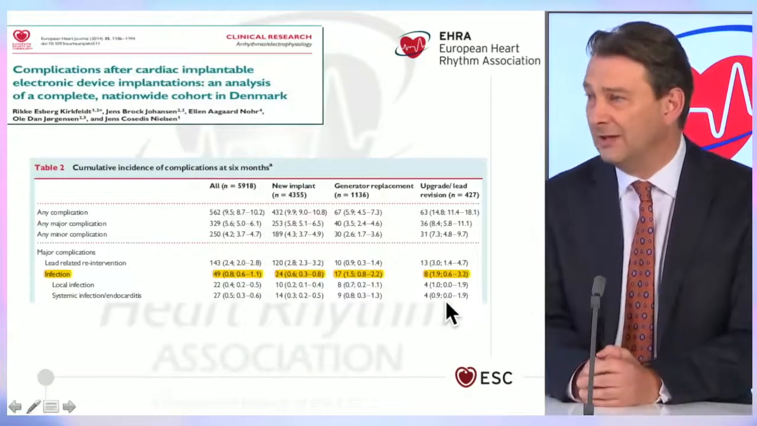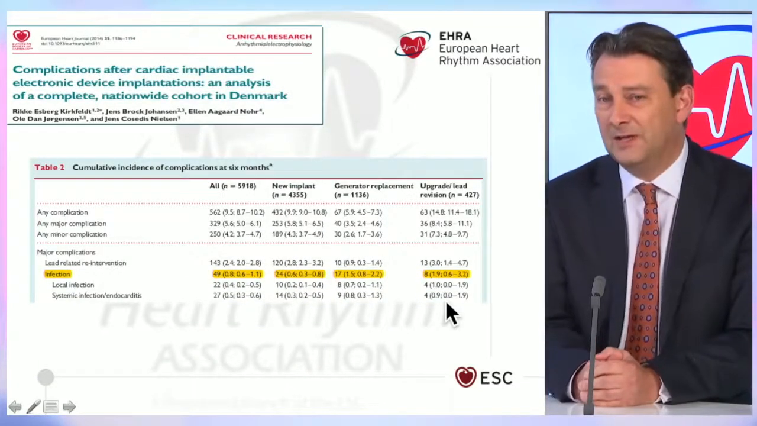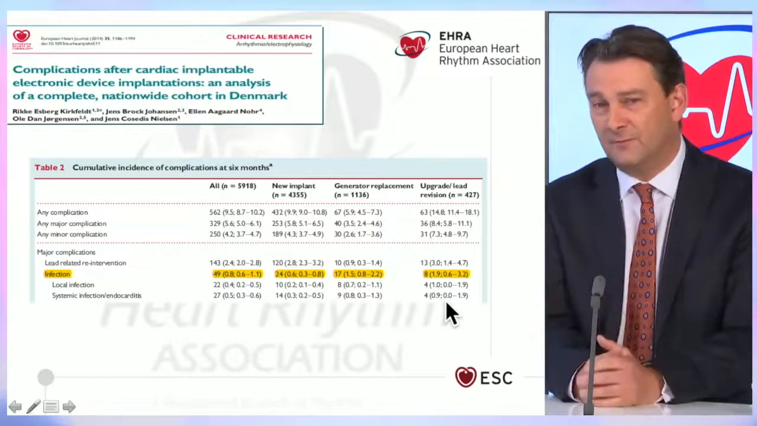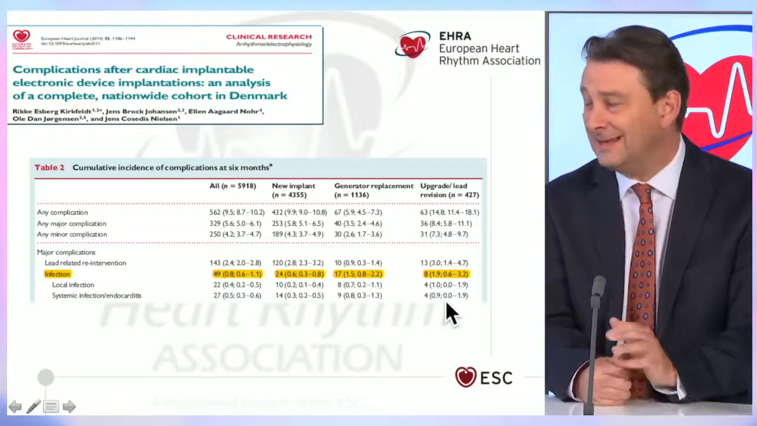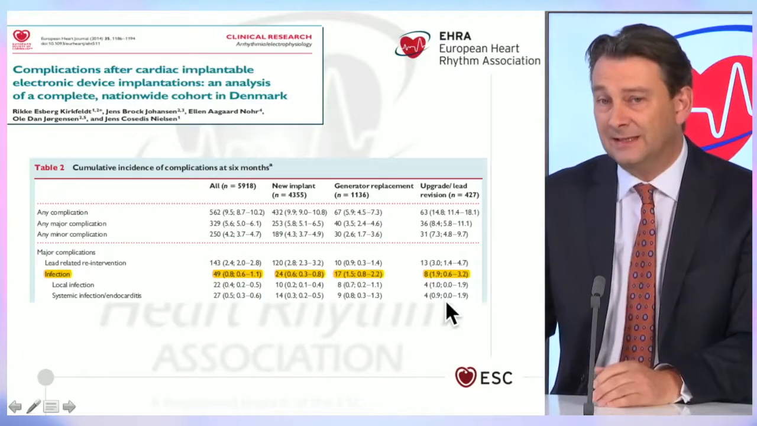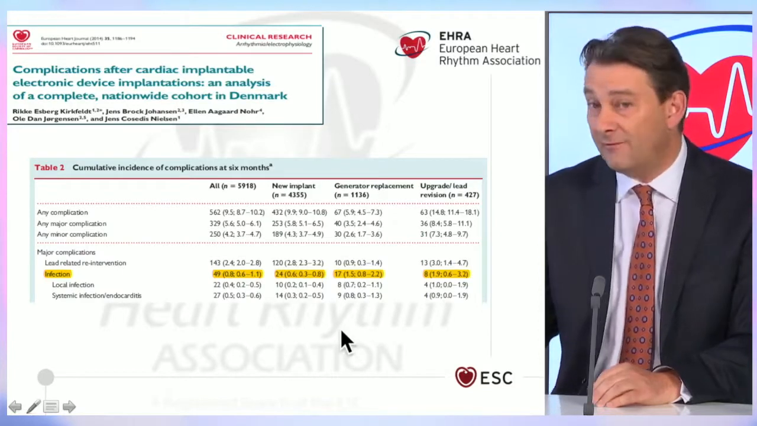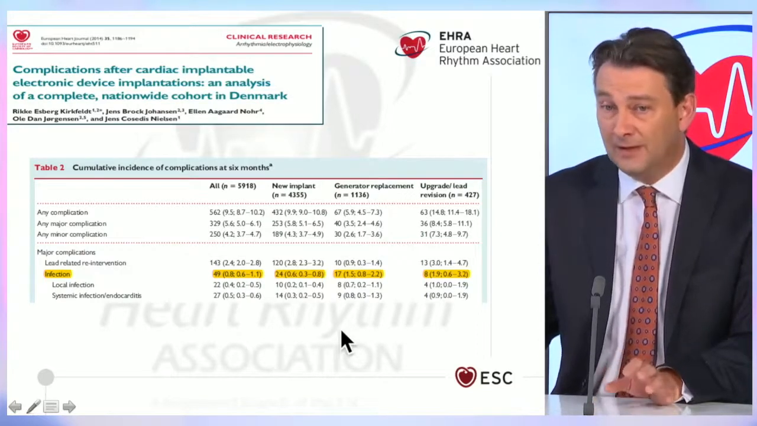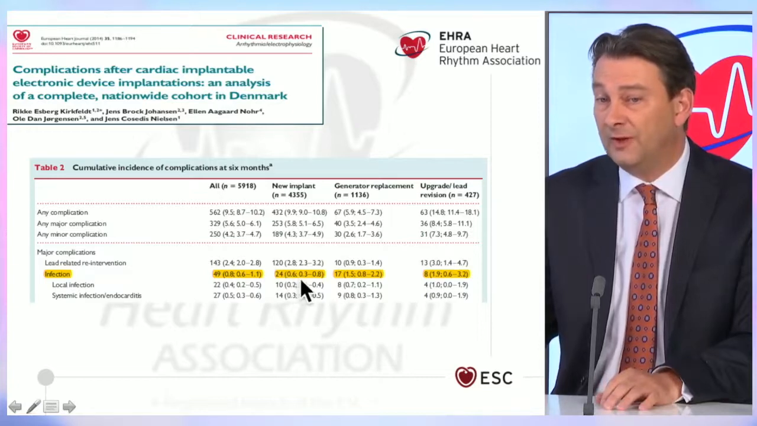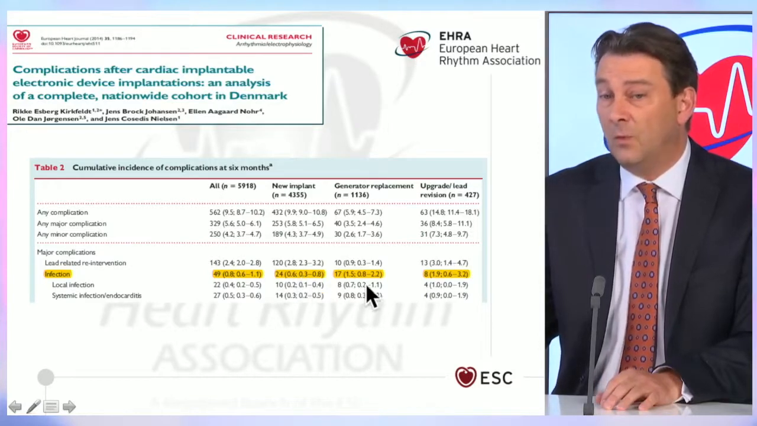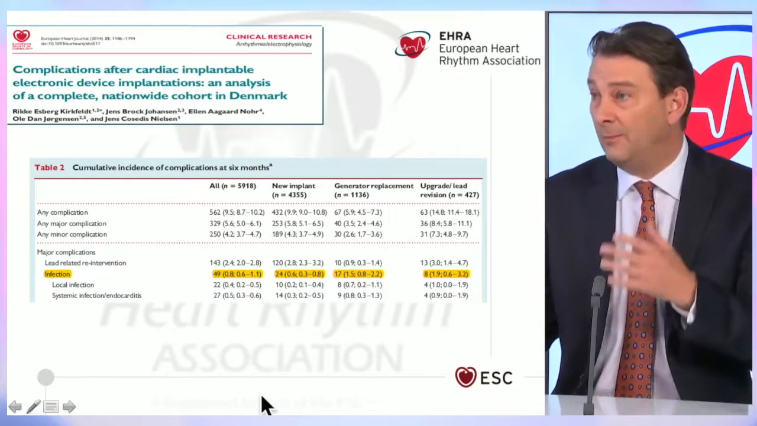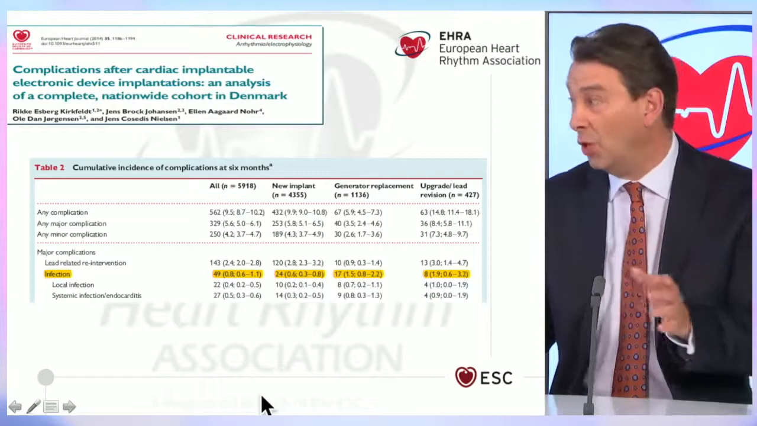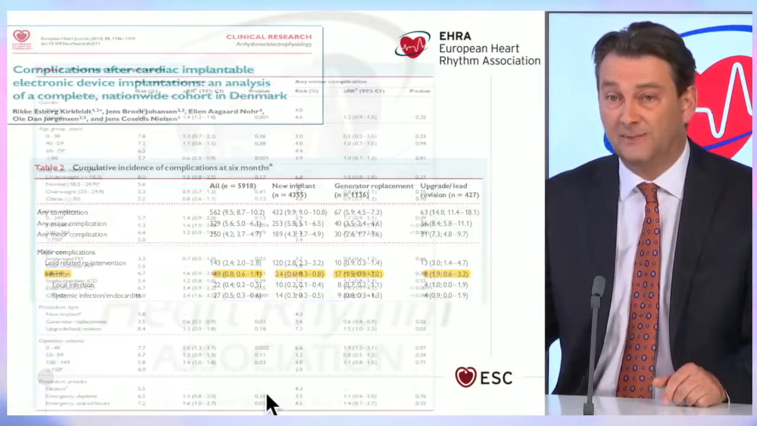Now, just as a little filler for the audience before we start, Mauro's presented some great data from some meta-analyses, but I want to try and use one study that's really provided some in-depth analysis, and this is the data from Kirkfeldt et al. in Denmark, who looked at the average risk of infection for a new implant, which was 0.6% with a significant range, 1.5% for a box change, and 1.9% for an upgrade, bearing in mind that we're going to consider all of these in this patient potentially.